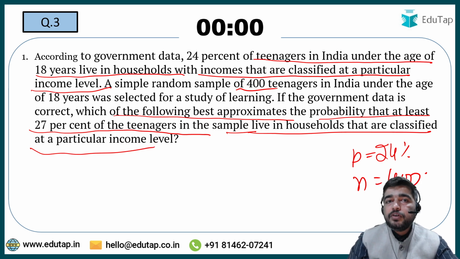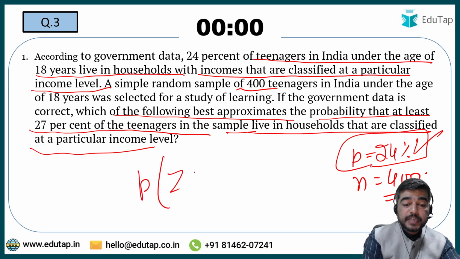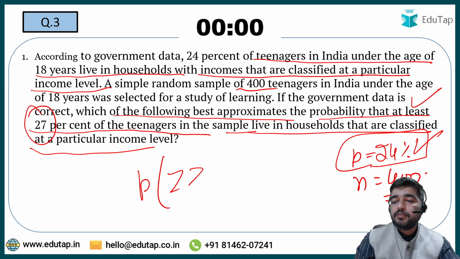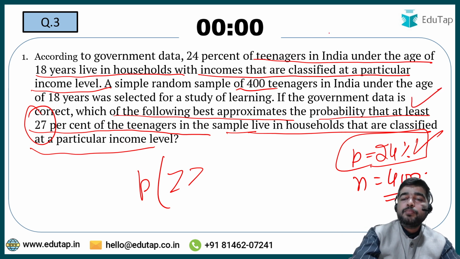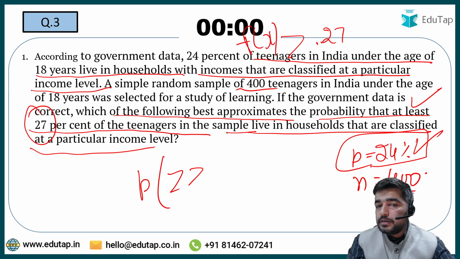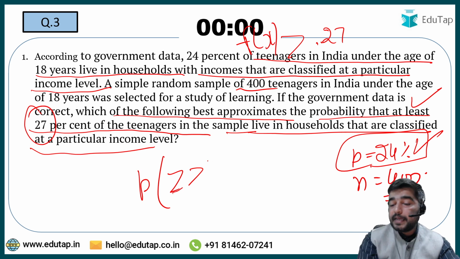For finding the probability when you are given the proportion 24%, the formula will be P(Z greater than ...). The probability that at least 27% means the sample proportion should be greater than 0.27. For that you have to calculate Z greater than.